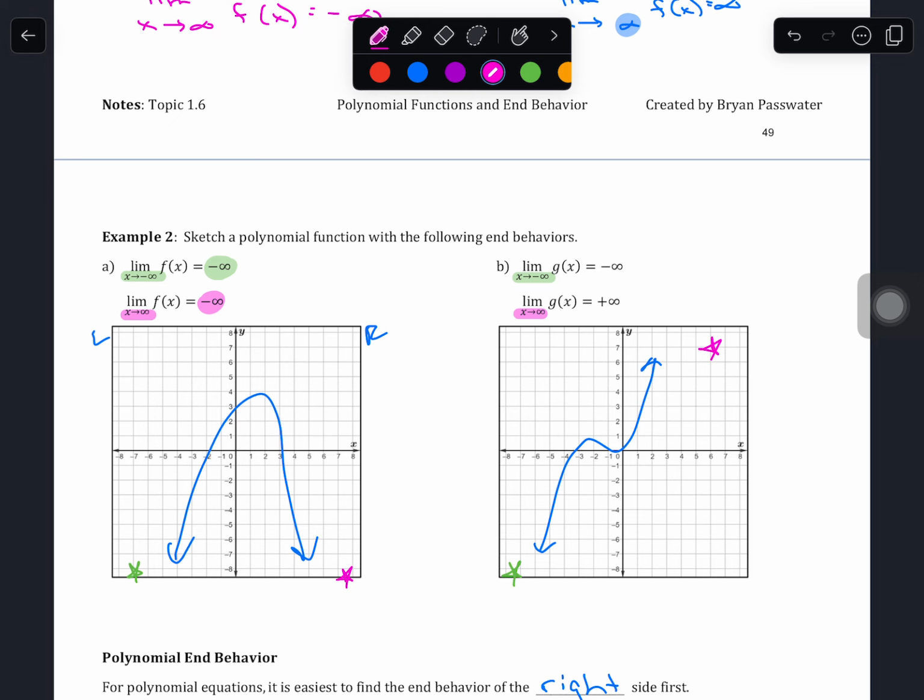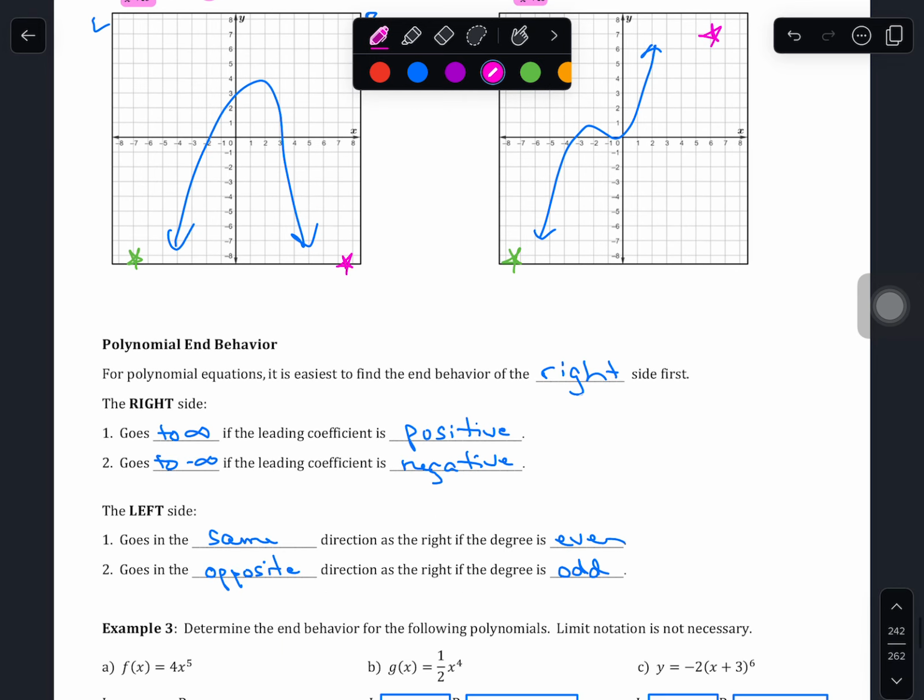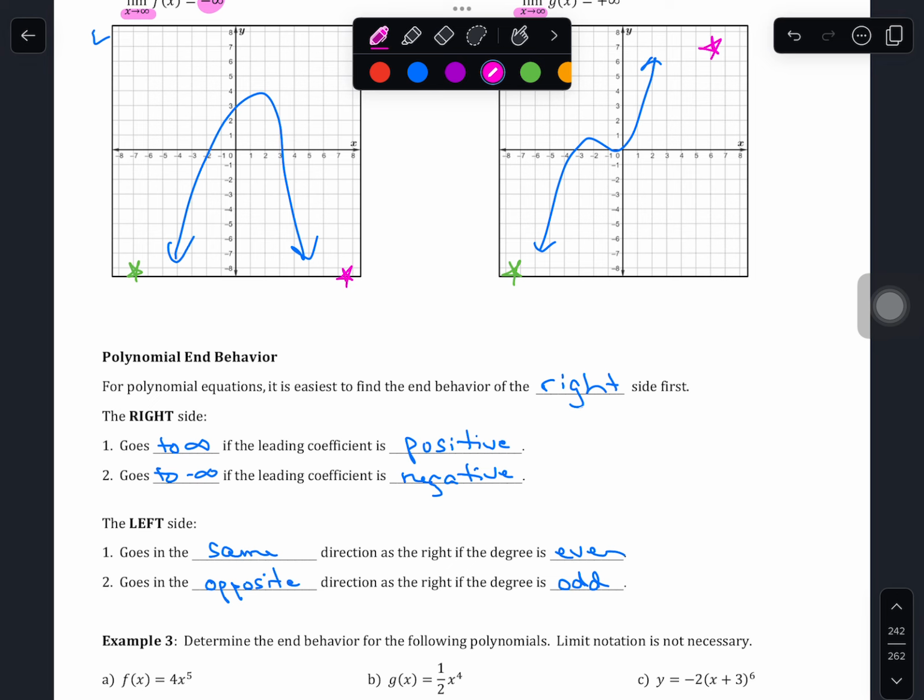Okay. Now, next, we have to talk about these end behaviors, because this is going to help us to determine what a polynomial looks like, along with all of those zeros, the bounces, the wiggles, the crosses that we've been working with all along this unit 1 so far.